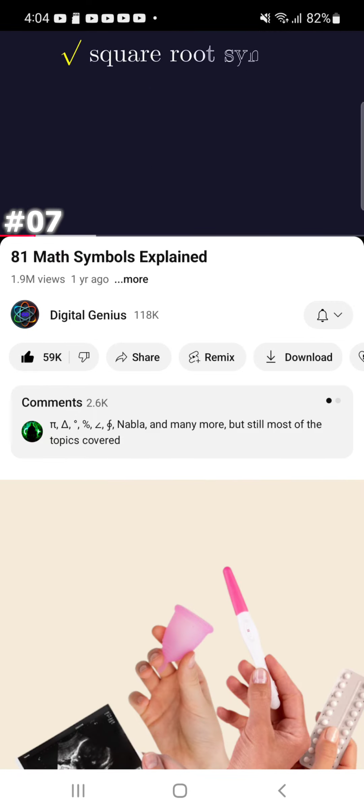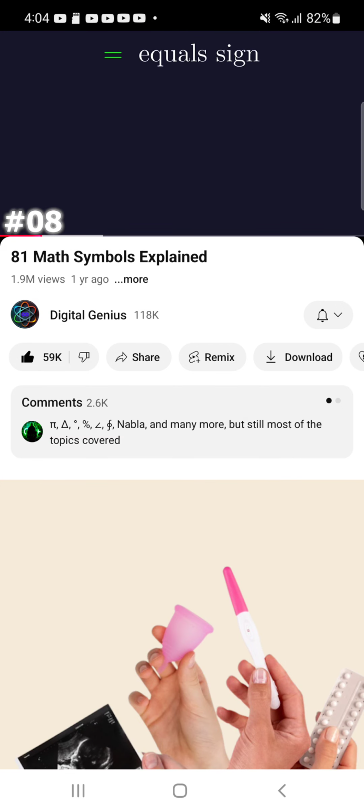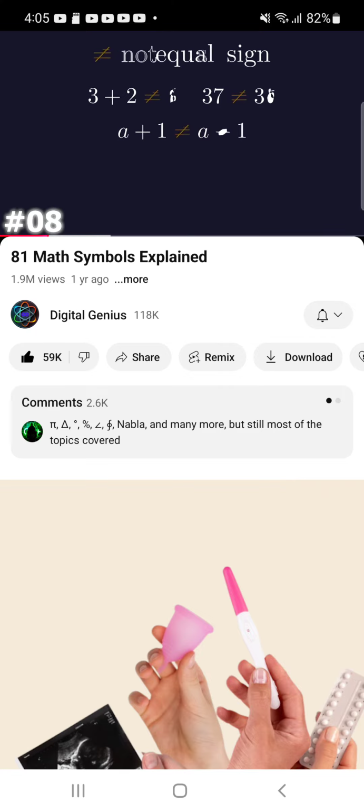The root symbol denotes the square root of a number. With an integer greater than 2 as left superscript, it can denote the nth root of a number. The equals sign, represented by two lines which are equal in length, is used to denote the equality between two expressions. The opposite of the equals sign is the not equal sign, which indicates that two expressions are not equal.